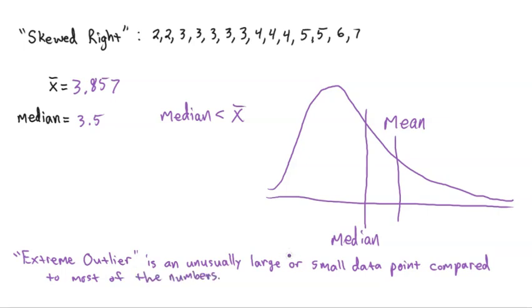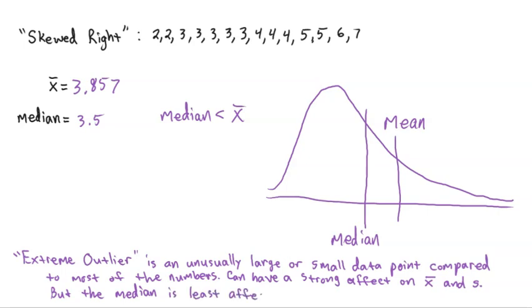And so when a data set has one or more extreme outliers, it can have a very strong effect on the mean of the data set and also the standard deviation. However, the good news is the median actually isn't greatly affected if it's only one extreme outlier. That's all we have for symmetry and skewed data.